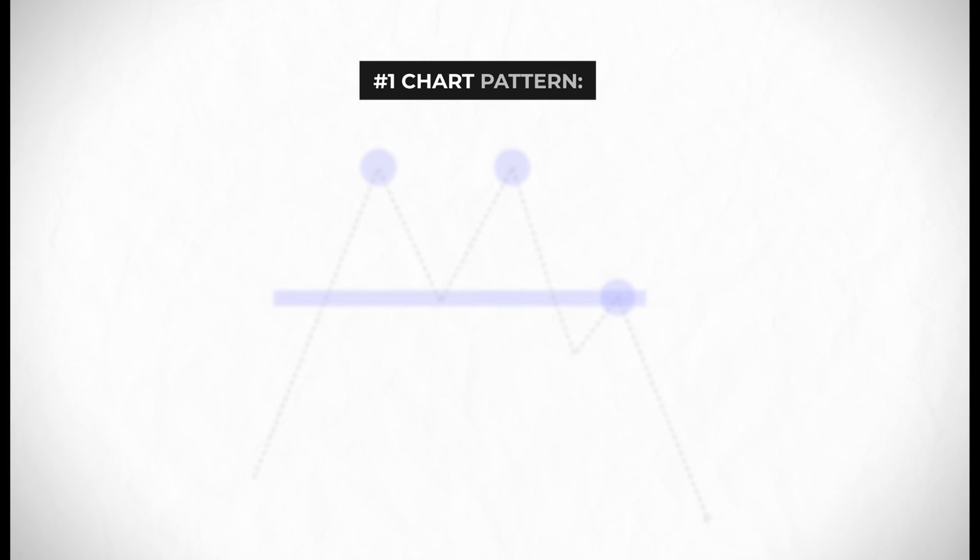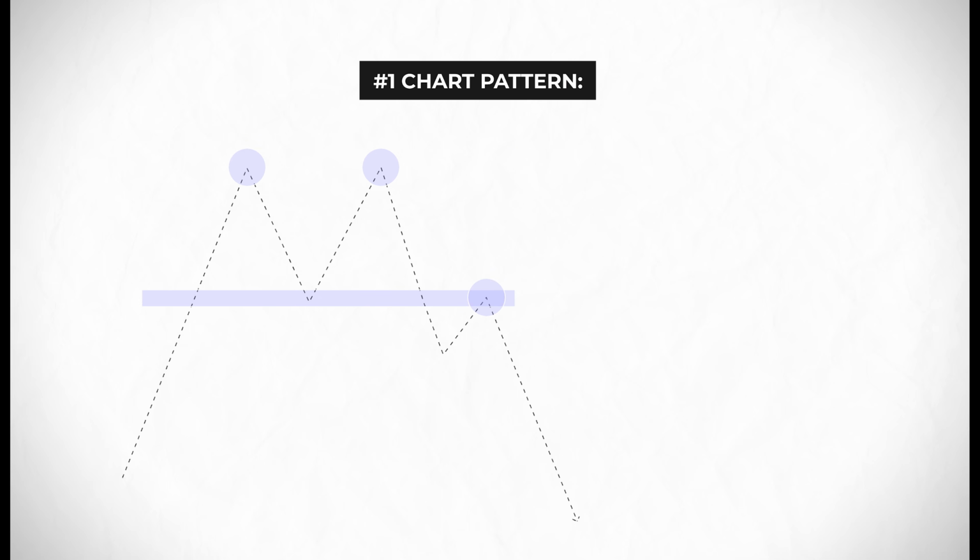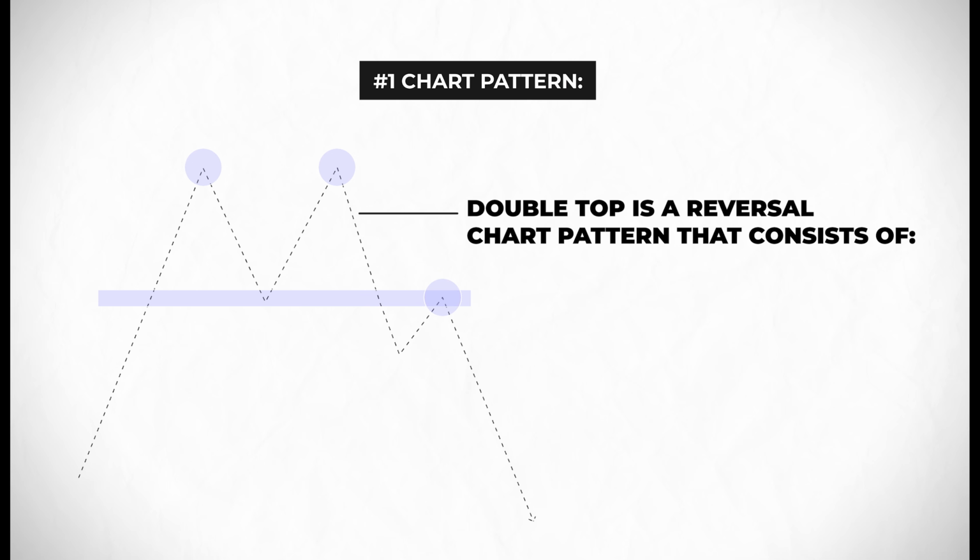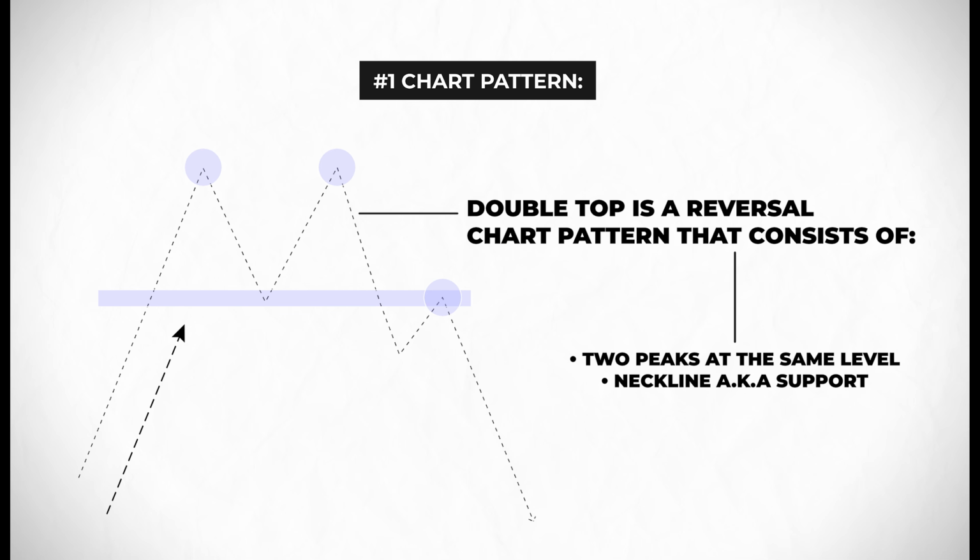So the first pattern I really like to keep an eye on is the double top. The double top is a very well-known reversal pattern that typically forms after an uptrend, and it's categorized by two peaks at roughly the same level, forming an M letter shape.